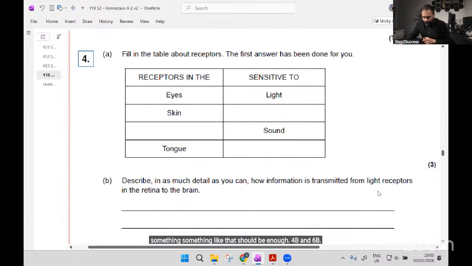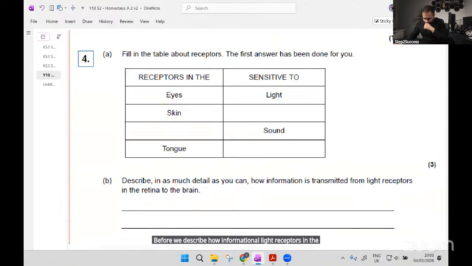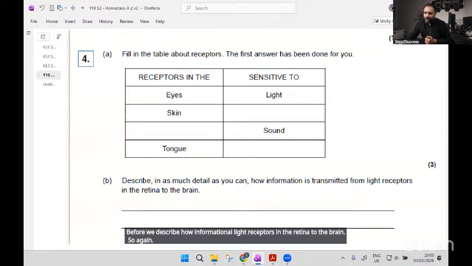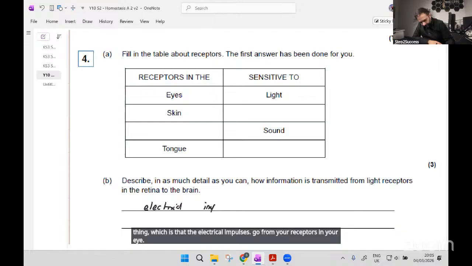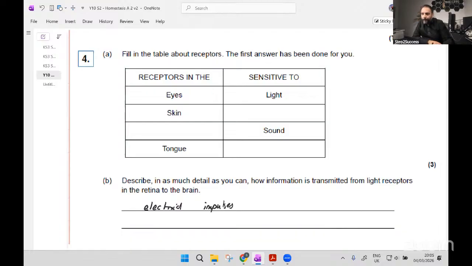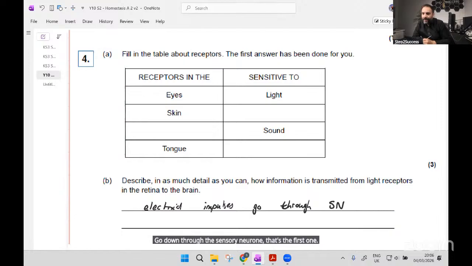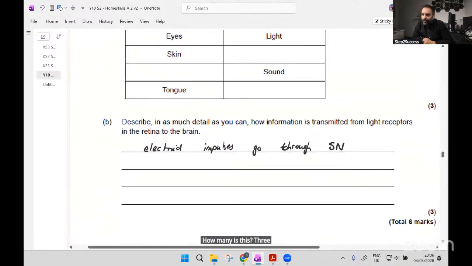4B, describe how information travels from light receptors in the retina to the brain. So again, it's basically the same thing, which is that the electrical impulses go from your receptors in your eye, go down through the sensory neuron. That's the first one. I'm just going to put SN for sensory neuron. How many is this? 3 marks. Electrical impulses go through the sensory neuron.